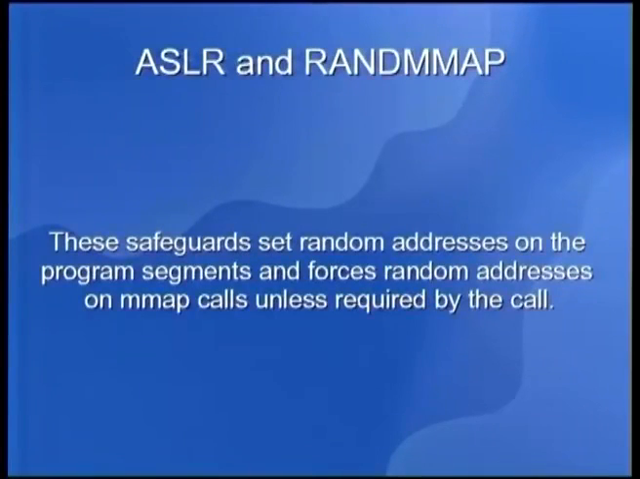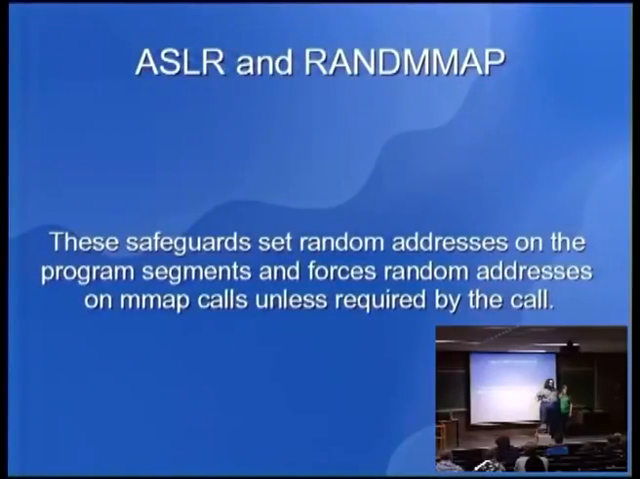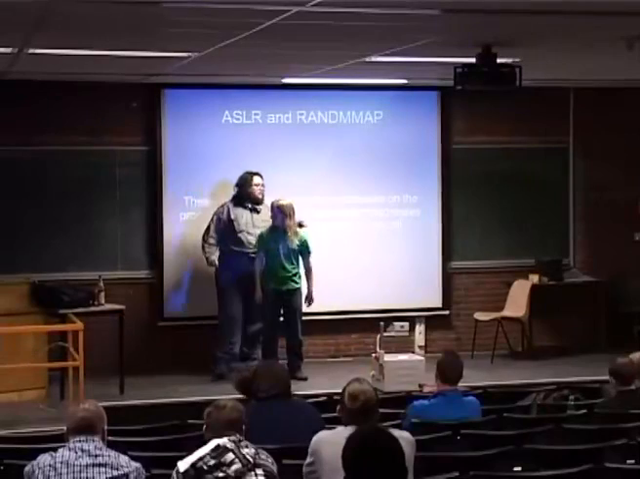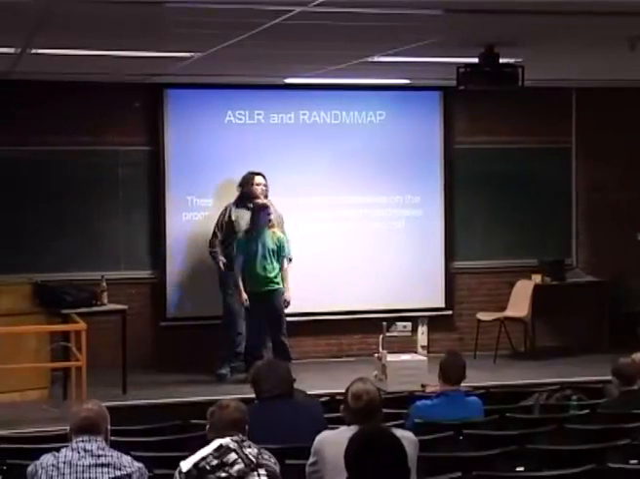We also have ASLR and rand map, which is the counter side of PIE and PIG on the kernel side. Let's suppose my friend Promethean Fire here is the code, so we execute the program, Promethean Fire the first time, and he's here. And I'm the kernel, so I move him here for the next time we are going to execute him. And since it's in different places, if you don't know where he is, you cannot go and run the code.